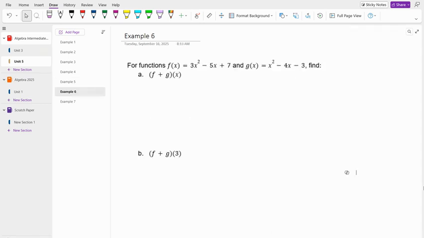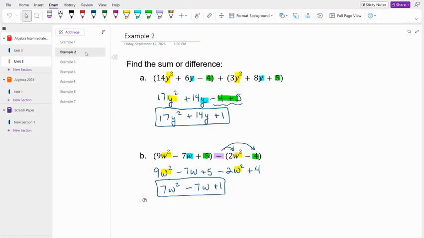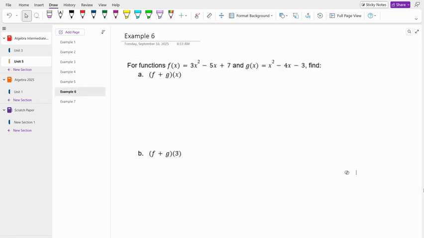All right, guys. In this example 6, we're going to use that symbolic notation f plus g of x to add polynomial functions together. Guys, if you go back to example 2, it's going to look a lot like example 2. So we have seen this before. And so f plus g of x is equivalent to f of x plus g of x.